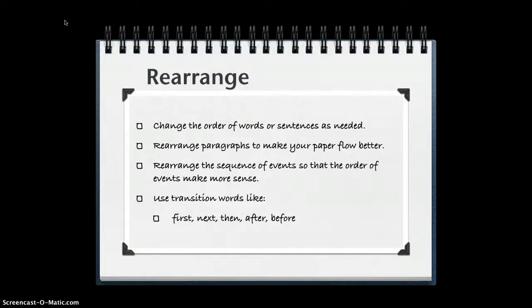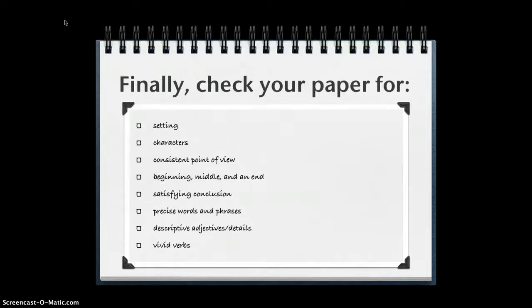Finally, you need to rearrange. Change the order of some words or sentences as needed to make sure your sentences make more sense and make them more interesting. You may rearrange paragraphs to make your paper flow better. You may also rearrange the sequence of events so that the order of events make more sense. Finally, use transition words like first, next, then, after, before, and others. These are ways that you can revise your paper.